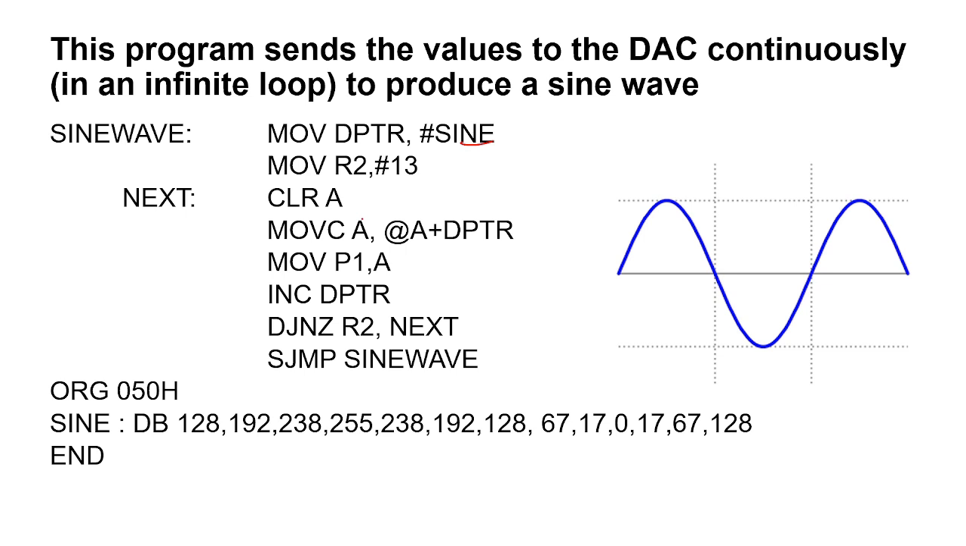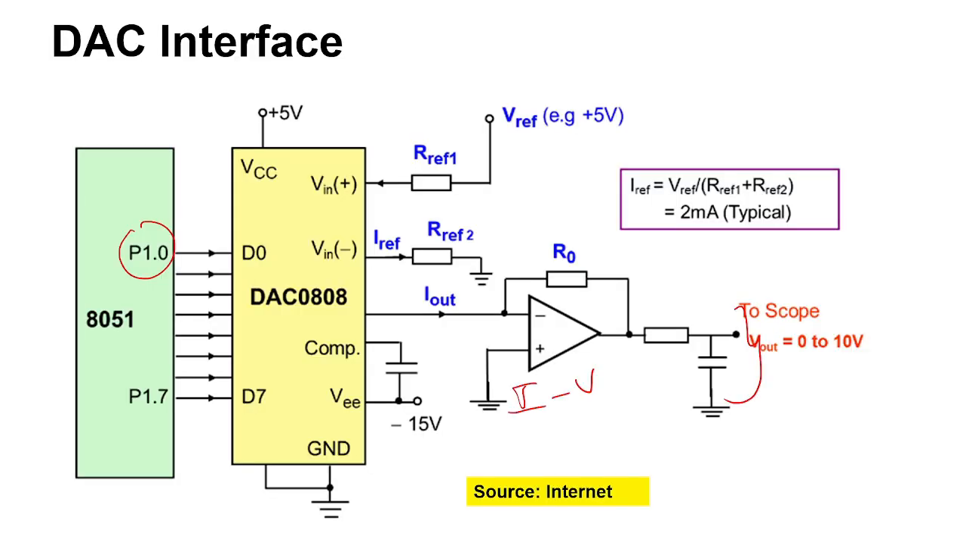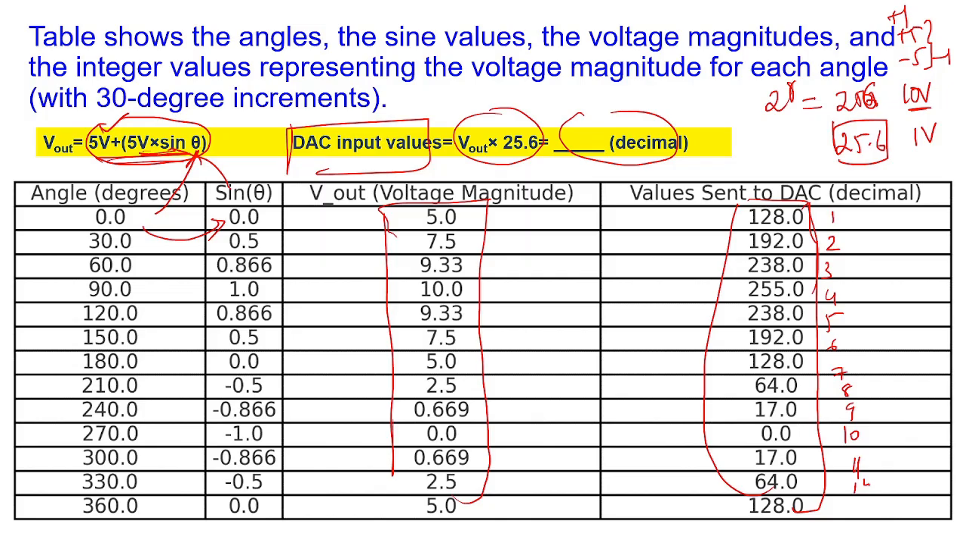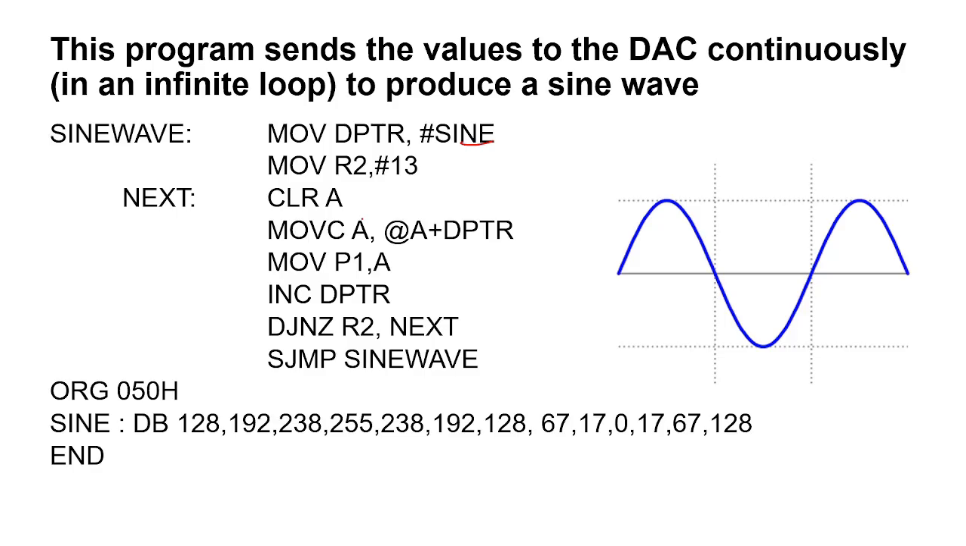For a 30-degree step angle, you have 13 values, right? You can see here, you have 13 values. So those values are stored in some memory location. I kept the name sine. The memory table is sine.